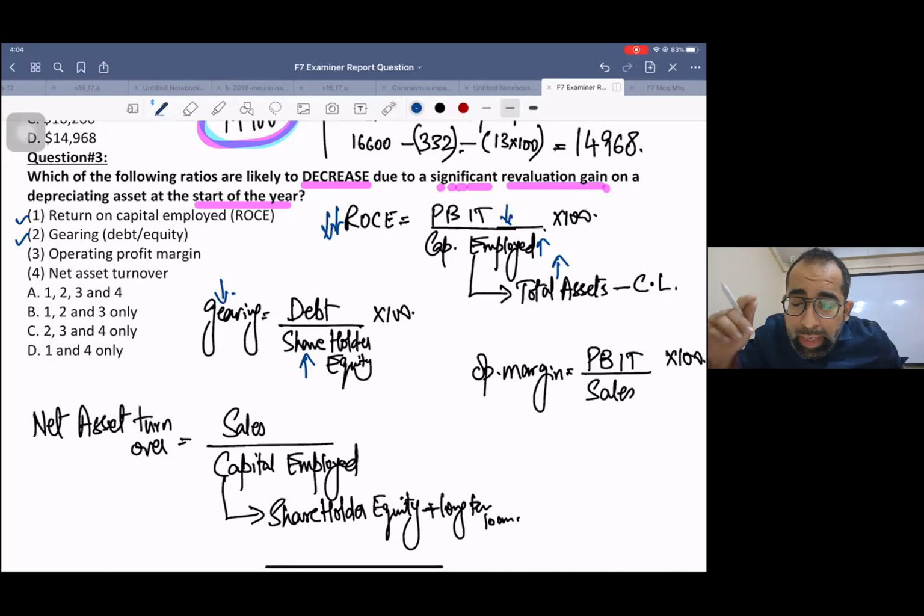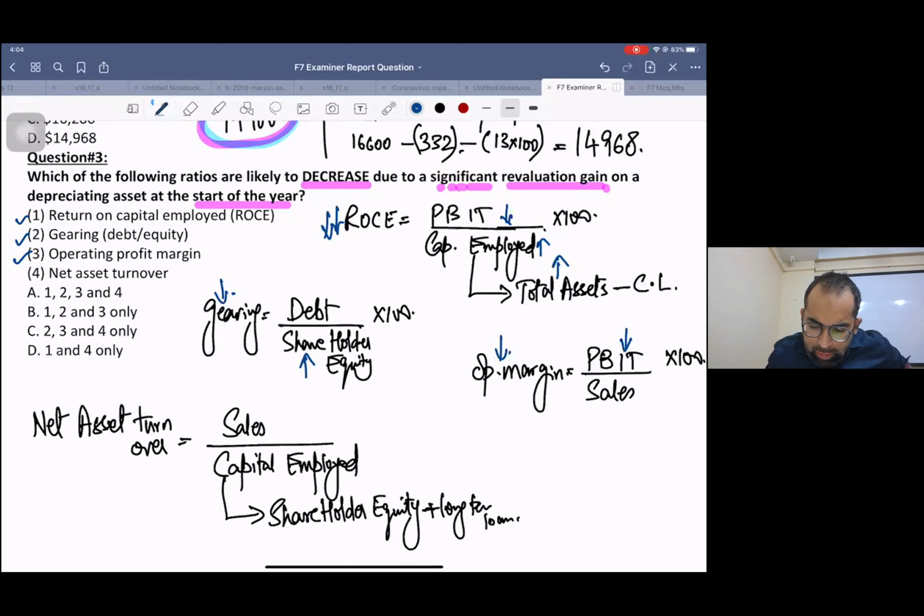But yes, as there is upward revaluation at the beginning of the year, there will be some increase in the depreciation expense, and when depreciation expense goes up, your PBIT will go down. PBIT is in the numerator, so definitely your operating margin will also go down. So the third is also correct. Now, my dear students, point number four, net asset turnover, or we call it asset turnover.